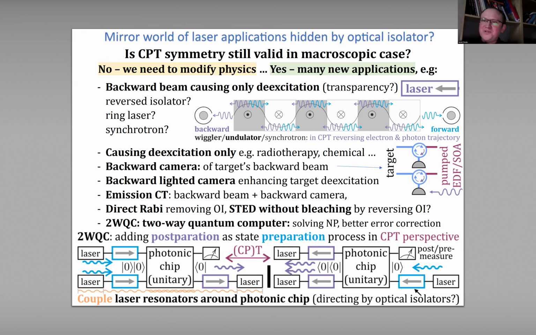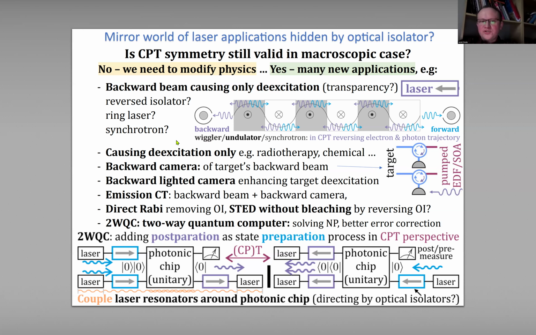So now, instead of removing this behavior, maybe let's try to exploit it. For example, by just reversing this optical isolator, or maybe using synchrotron radiation, we have this backward beam which does not excite the target, but only de-excites the target. For example, for STED microscopy without bleaching, by just reversing the optical isolator. Or maybe direct Rabi oscillations, where removing the optical isolator should allow us to do it without tricks like an additional resonator or Mach-Zehnder.